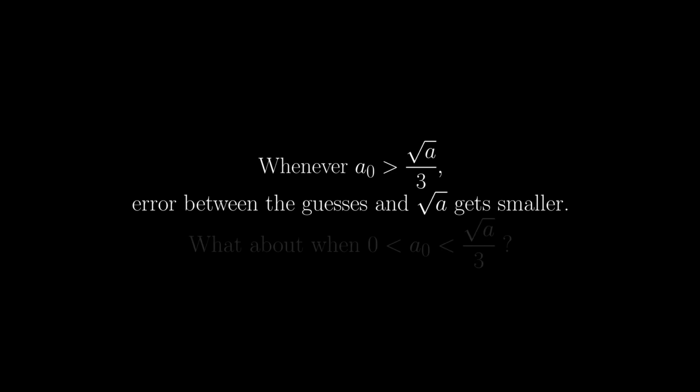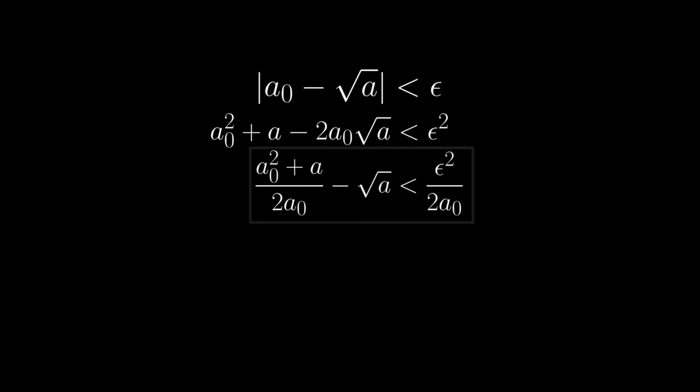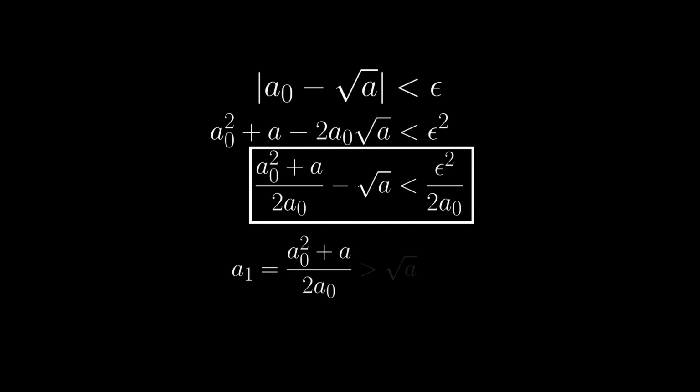But what about when it is smaller than square root of a divided by 3 but still positive? Remember what we have done. This boxed expression tells us that a0 squared plus a divided by 2a0 is actually larger than square root of a. So a1 is then larger than square root of a, which is of course larger than square root of a divided by 3. So what does that mean?